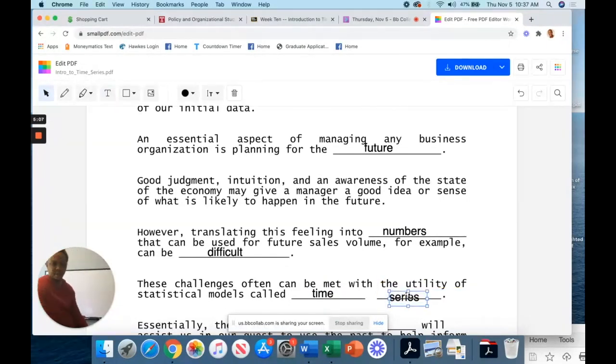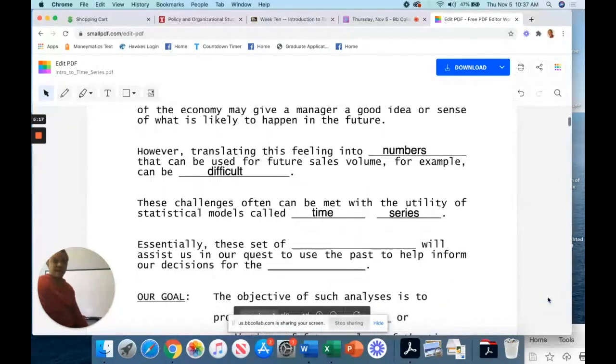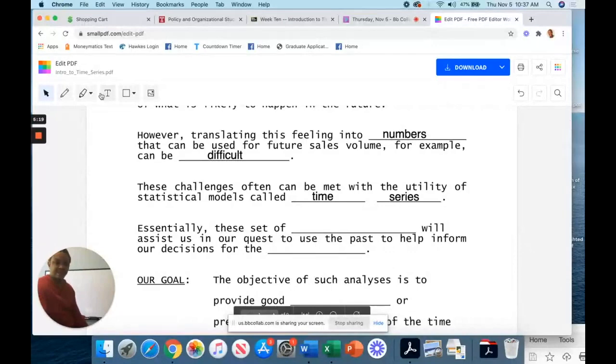I'm going to find out a little bit more what this has to do with predicting and all this type of stuff. So, all right, essentially, these set of data values will assist us in our quest to use the past to help inform our decisions for the future.